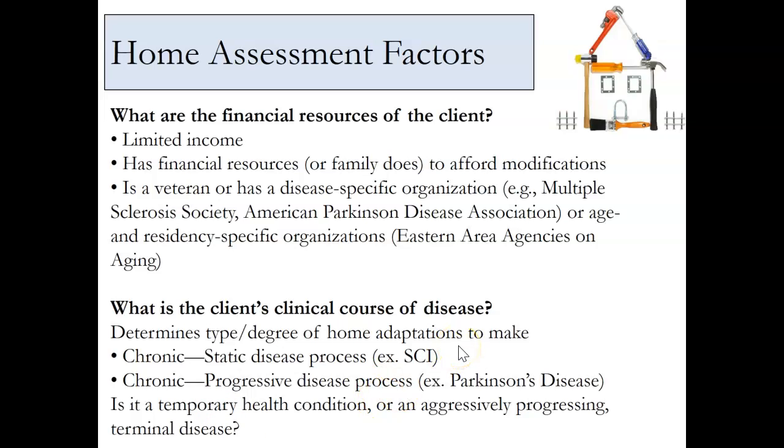Here's another really big one you need to consider. What is the client's clinical course of disease? Is it acute, as in it's going to get better relatively quickly, or is it chronic? In a lot of cases it is chronic, and even so chronic that they're going to deteriorate. Say it is Parkinson's disease, or something like ALS, Lou Gehrig's disease, and you just know they're going to get worse and worse and worse. At the point when you see them, you're getting them safe and everything they need for that point.